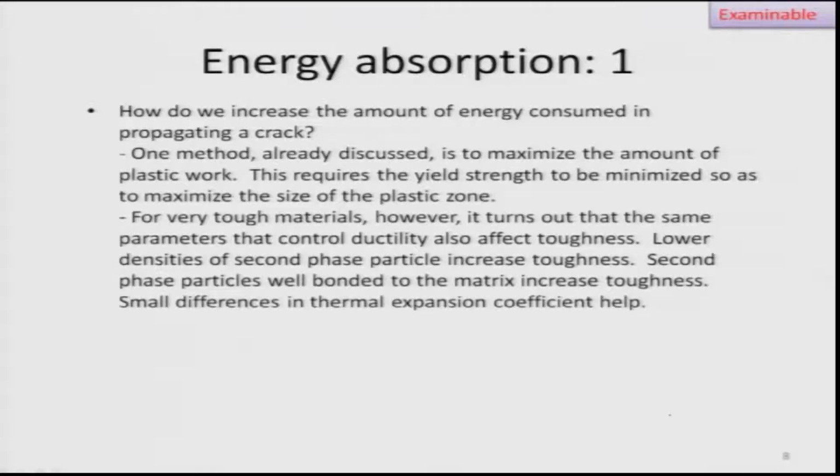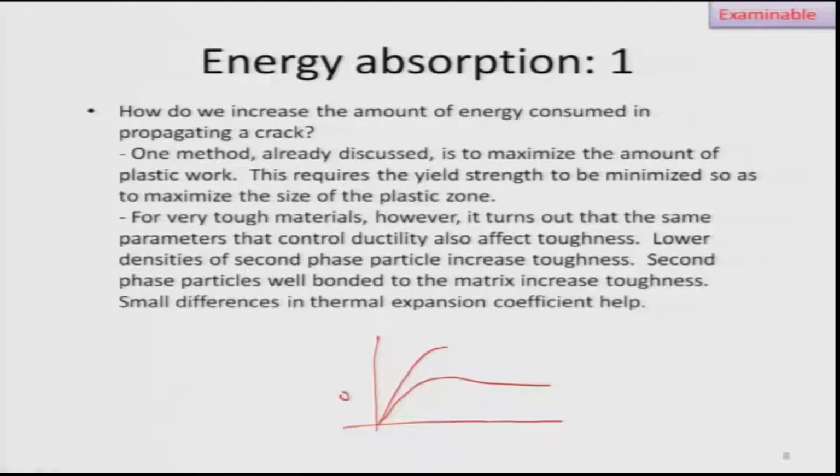So that means what? We can actually maximize the amount of the plastic work. How? Very simple. Work done in a material when you are deforming it is basically nothing but the area under the stress strain curve. If this is the stress strain curve of a ceramic, and this is the stress strain curve of a metal, work done is nothing but the area under the curve. So if I increase the yield strength very high, the area under the curve will automatically increase, okay.